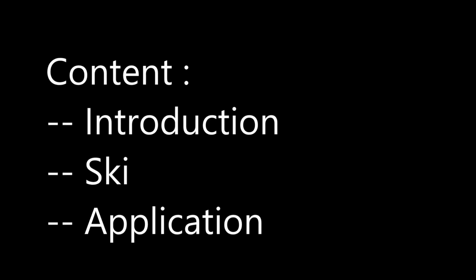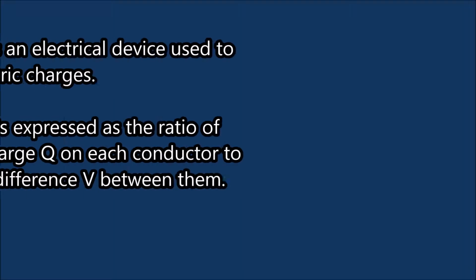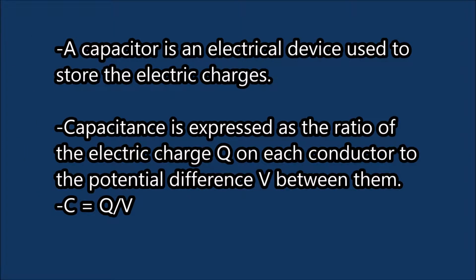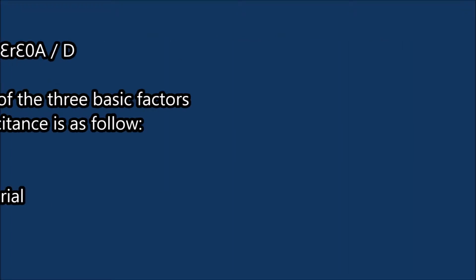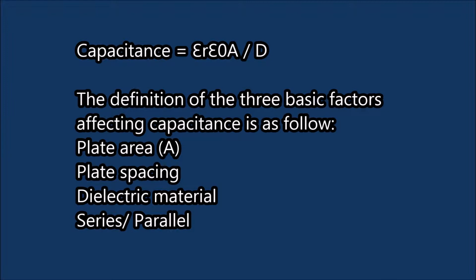But first, let me do a brief introduction about the capacitor and the factors affecting it. A capacitor is an electrical device used to store electric charges. Capacitance is expressed as the ratio of the electric charge Q on each conductor to the potential difference V between them, which rounds up to C equals Q over V. The three main factors that affect the capacitance are the plate area, the plate spacing, and the dielectric material, as well as the positioning of the capacitors.